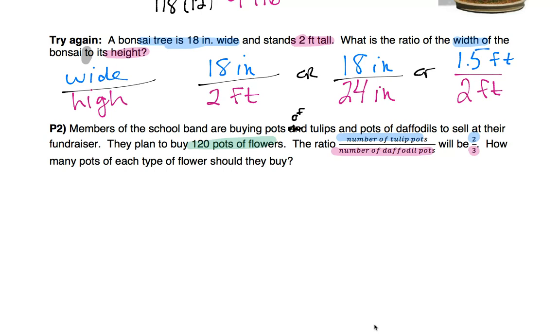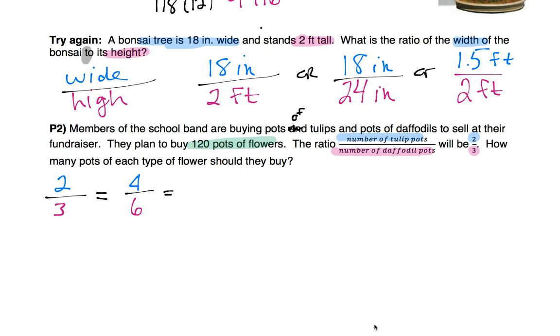So one possibility is to say, if they buy 2 pots of tulips, they buy 3 pots of daffodils. But that doesn't add up to 120. So maybe we double that and we say 4 over 6. Well, that only adds up to 10. Maybe we triple it, or maybe we multiply it by 10. Whatever we do to the top, we have to do to the bottom. So I doubled the top and bottom. I can multiply the top and bottom by 10, but I have to do it consistently to make these the same ratios.